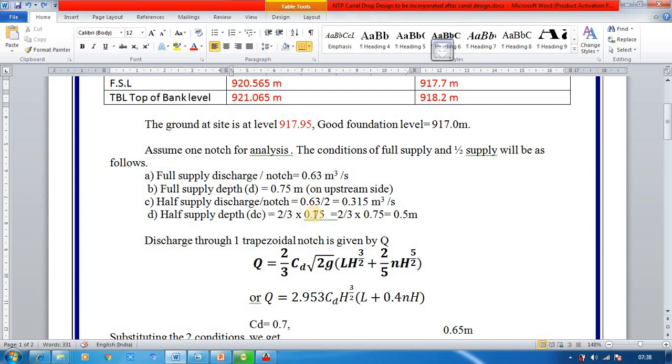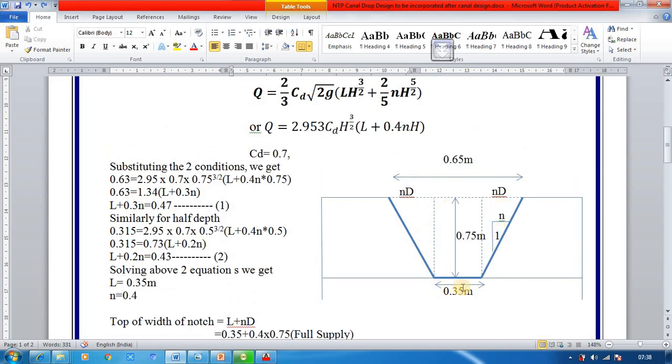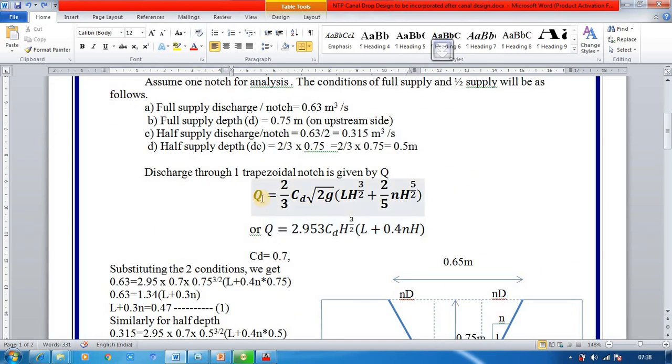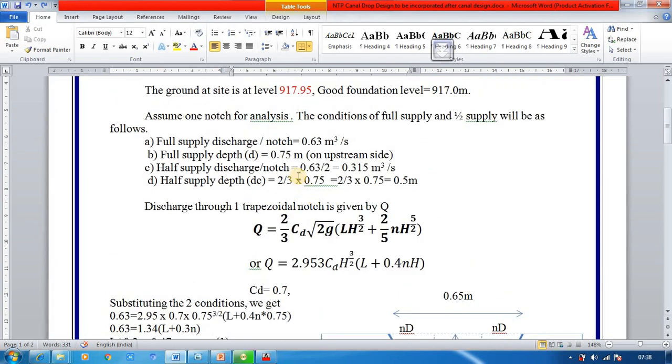By imposing those two conditions in the equation of trapezoidal notch flow, we can get the bottom width, that is L, as well as the slope. So we need to find the slope and bottom width, thereby we can get the top width. For this we need the formula for the discharge in the case of a trapezoidal notch, and we will be considering two cases: full supply discharge and half supply discharge. For full supply, 0.63 meter cube per second is the discharge, and half supply will be half of it.